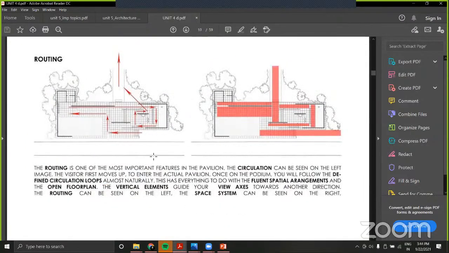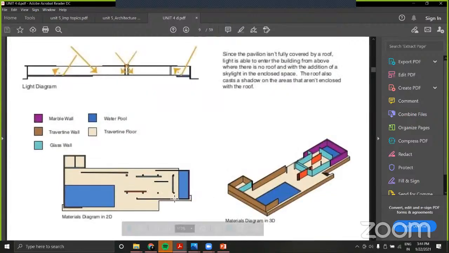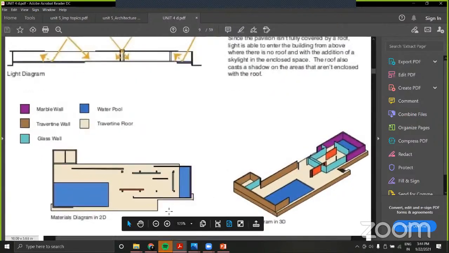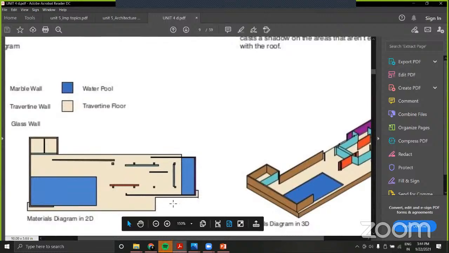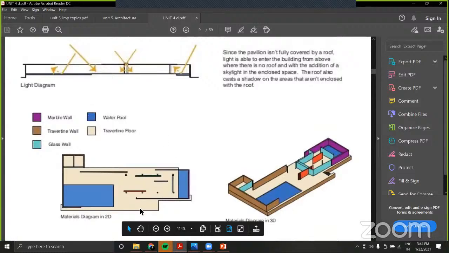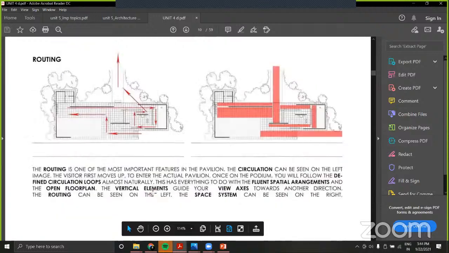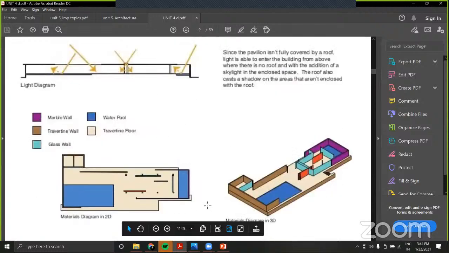As I mentioned before, they used a primitive column here. So you can see here, these are the eight columns he has provided. He provided them in the center of the building, so he avoided all the columns on the outer structure. The outer structure is supported on the outer wall, that is, the marble wall and also the travertine wall.